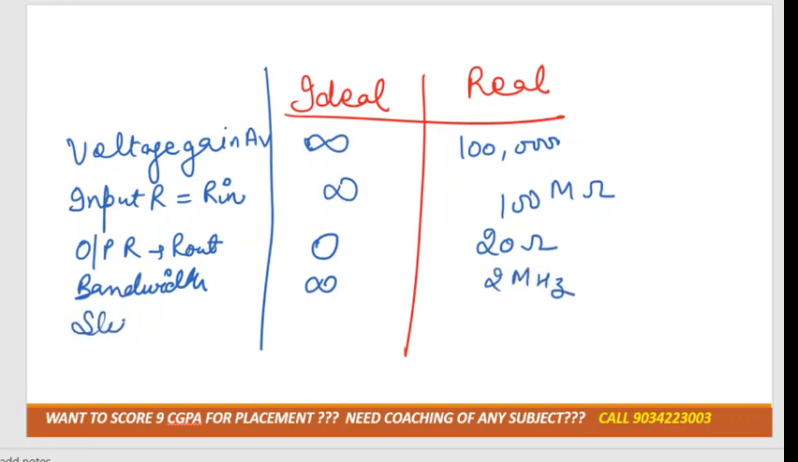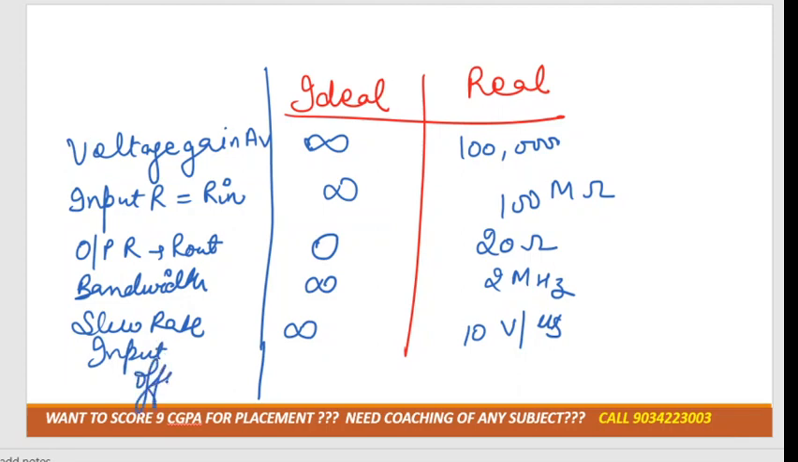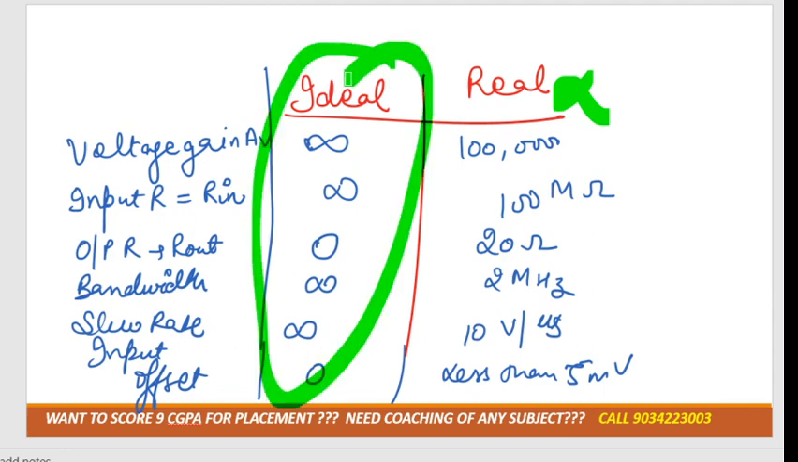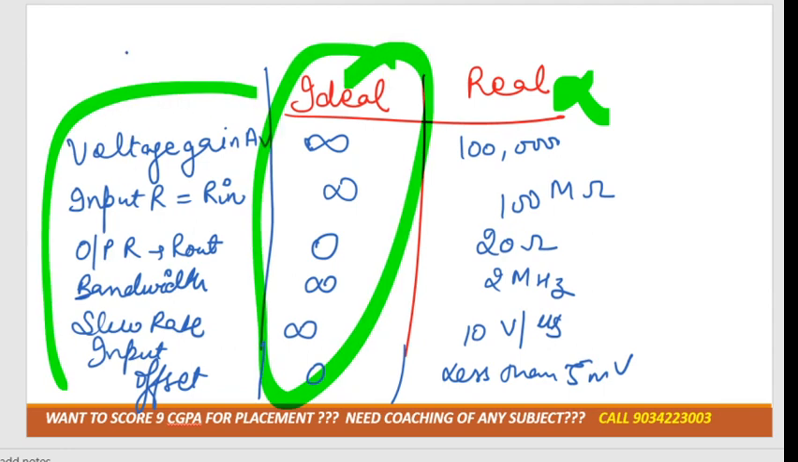If I consider the slew rate, in an ideal opamp it is infinite, again in the real case it is 10 volt per microsecond. Next, if we consider the input offset, it is 0 and in the real case it is less than 5 millivolt. So you don't need to remember the real case, but you should know about the ideal case of all the parameters. Okay, they can ask you in MCQ form also.